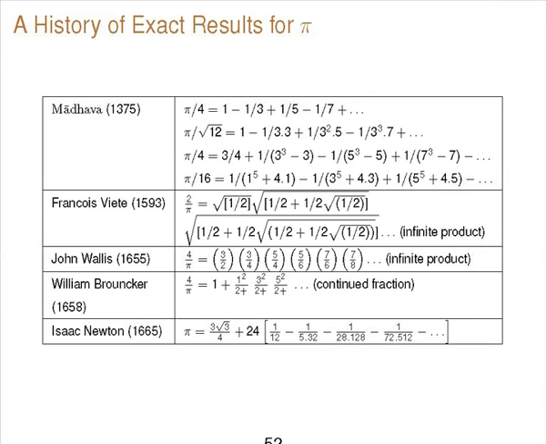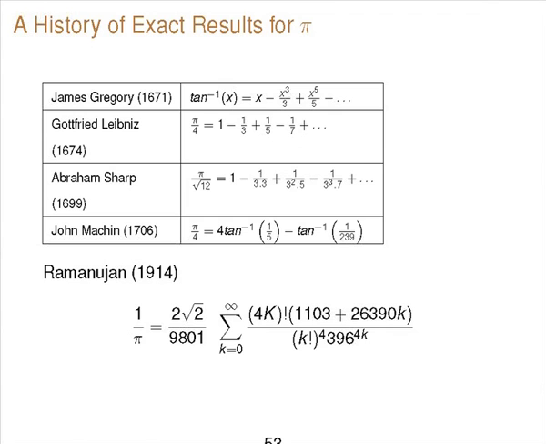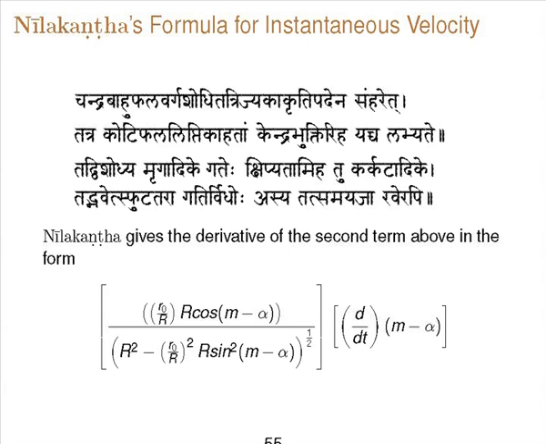But equally important are these exact results for pi. You can see Madhava has all these exact results which were later on repeated by others. James Gregory's tan inverse series, Leibniz series, Sharp series, all these are contained in Madhava's work. This is the series given by Ramanujan in his 1914 paper.